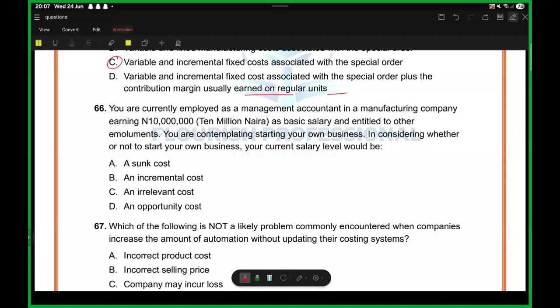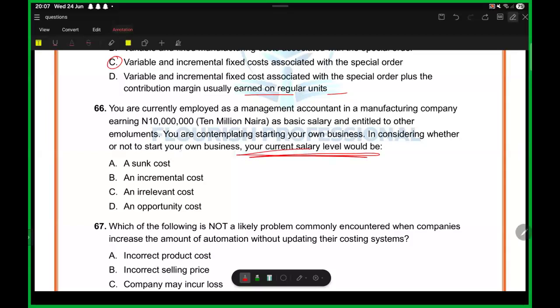You are currently employed as a management accountant in a company. You are supposed to earn 10 million naira as your basic salary and are entitled to other emoluments or bonuses. Right now, your decision is whether to start your own business or to be employed as the management accountant. For you to consider that, your current salary level will be what? Is it a sunk cost?